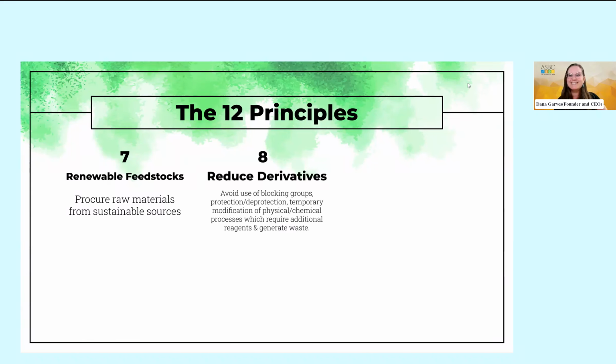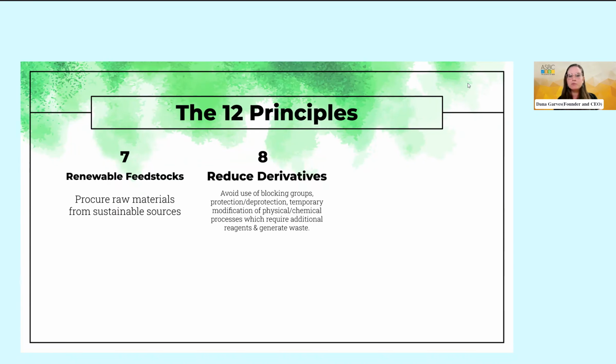Number eight is reducing derivatives, so avoiding the use of blocking groups or protection groups, temporarily modifying physical or chemical processes which require additional reagents and generate waste. So this doesn't necessarily apply to beer, but I do want to explain what that means. In a chemical reaction, sometimes we have a compound, maybe it's volatile, that we don't want to actually participate in the reaction until maybe the end stages, or maybe when a pH is reached.